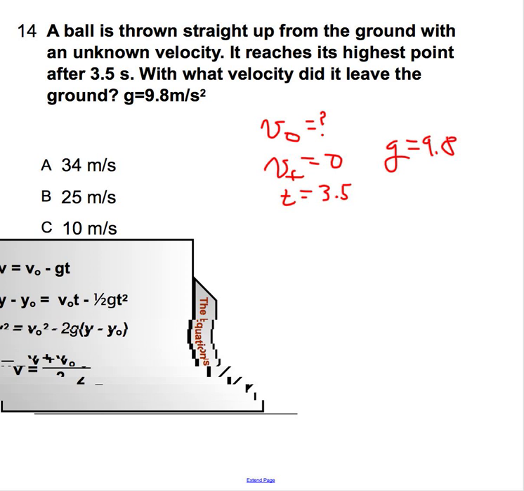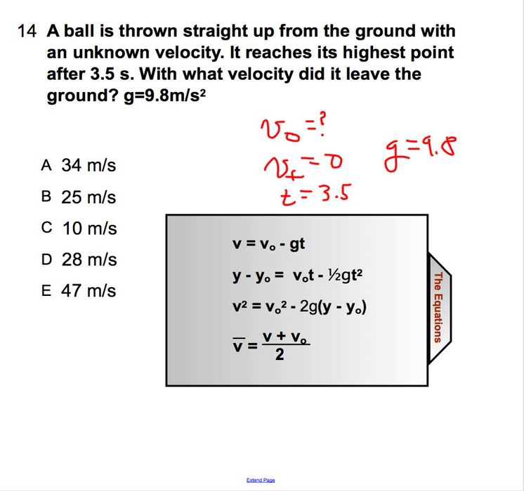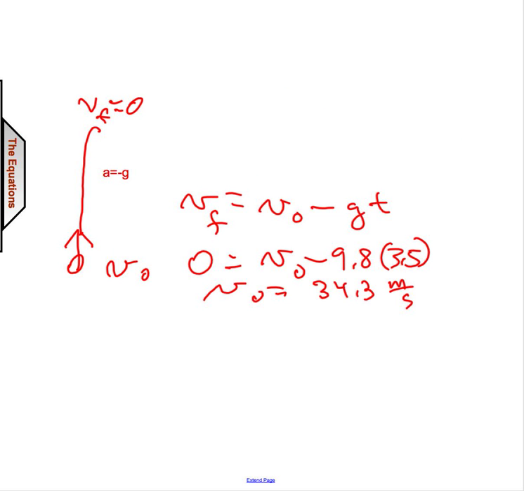So out of these equations, this is going to be a pretty easy problem. You're going to use the first equation to find this. Putting in these numbers, you will find that V naught is equal to about 34.3 meters per second. So this would be the right answer. This is the calculation here.